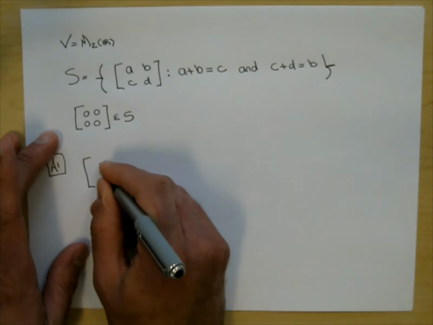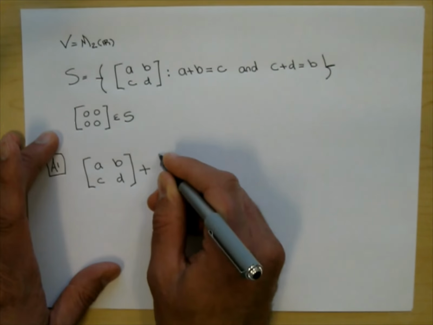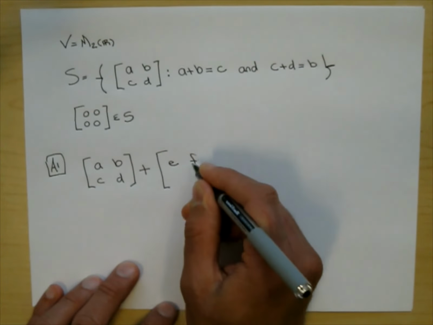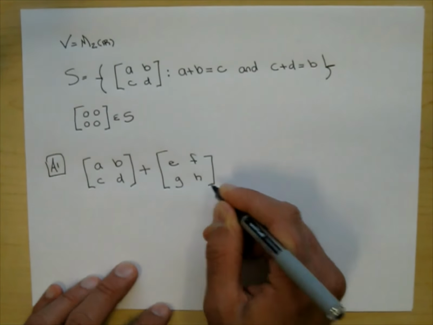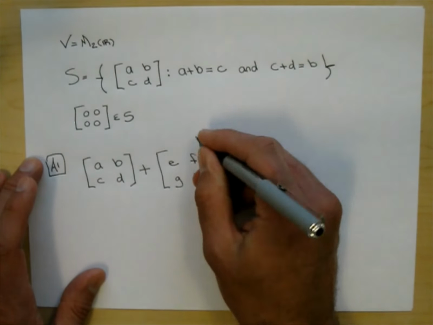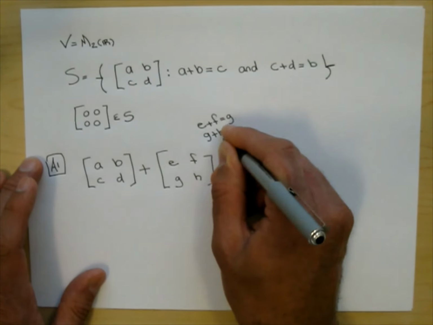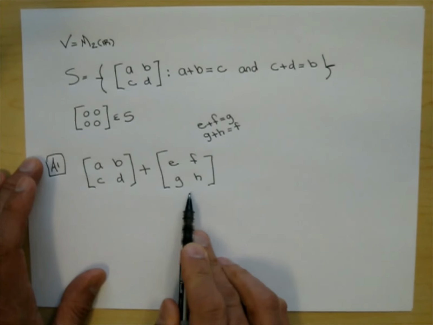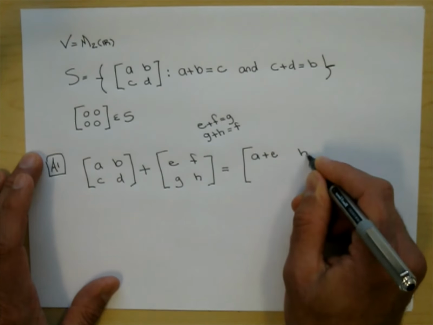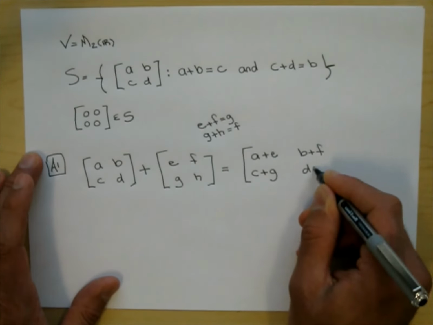So I'm going to go ahead and put A, B, C, D there. And I'm going to add it to another matrix in the party circle. So E, F, G, H. Okay, so we do have A plus B equals C, and C plus D equals B. And then over here we do have E plus F equals G, and G plus H equals F. Okay, because it's in the party circle as well. So let's see what we get here. We end up getting A plus E, B plus F, C plus G, D plus H.